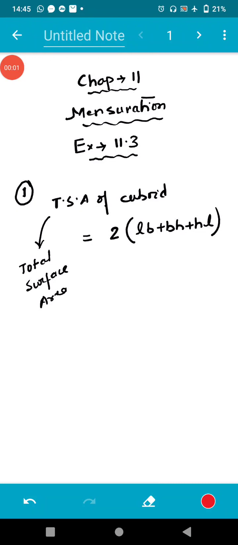Hello students, this is Pallav sir and today I will start new exercise 11.3, chapter 11 mensuration, and today I will explain only the first two sums of this exercise.